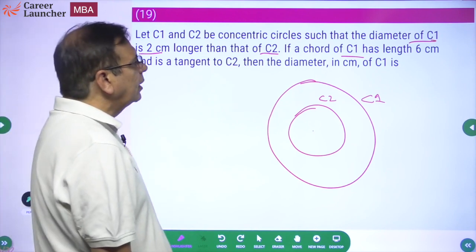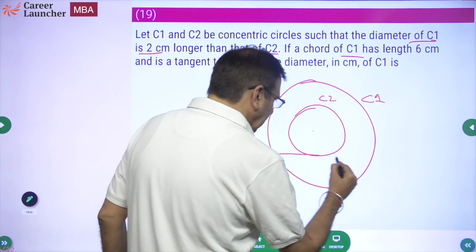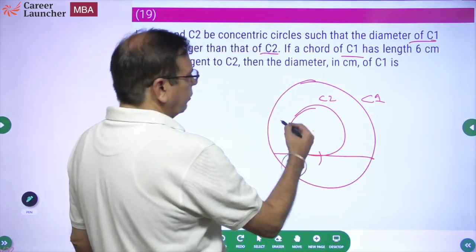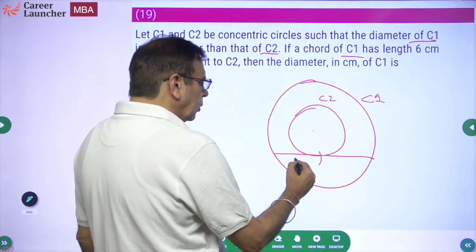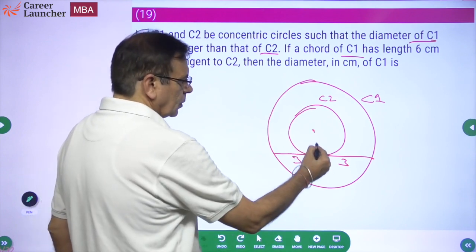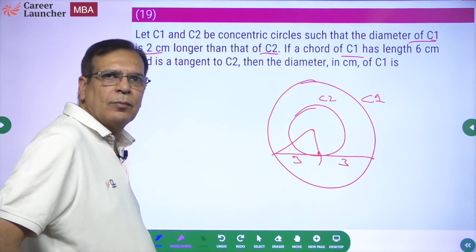If chord of C1 has a length of 6 centimeters and it is tangential to C2, भैया तो ये कर लेते हैं. If this is chord of C1 and is tangential to C2, is 6 centimeters, this will be 3 here, 3 here, right? याद आ गया पाइथागोरस?